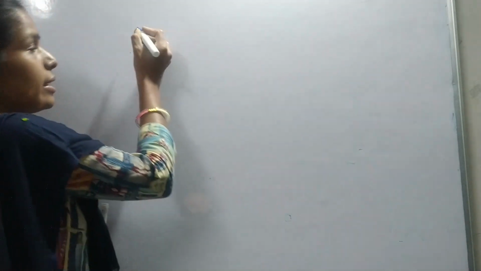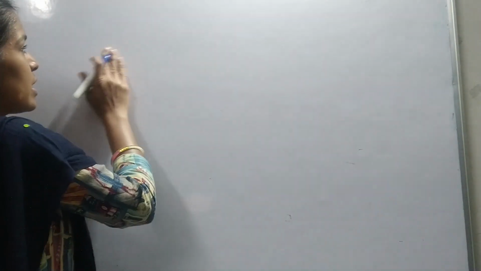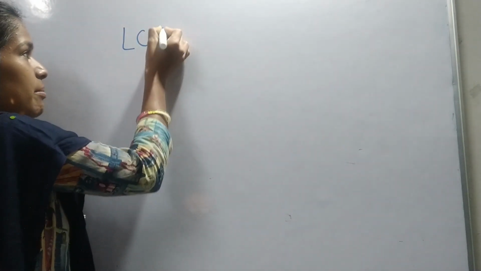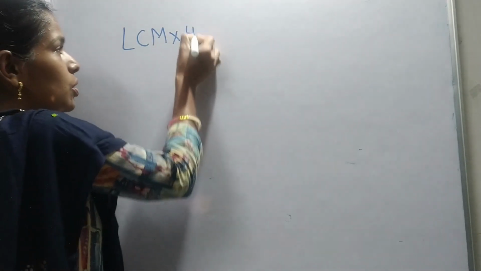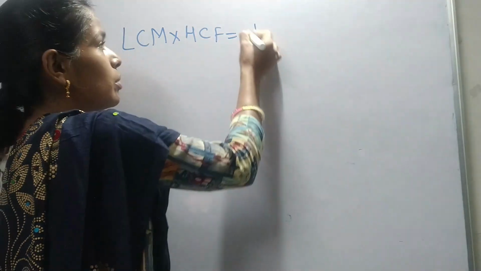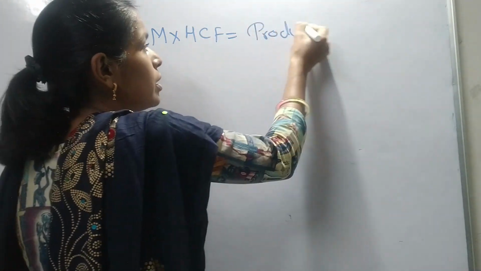In this session, we are going to study the relation between LCM and HCF of two numbers. Okay, now let's study the relation. What is that relation? The product of LCM and HCF of two numbers is equal to the product of the two numbers.